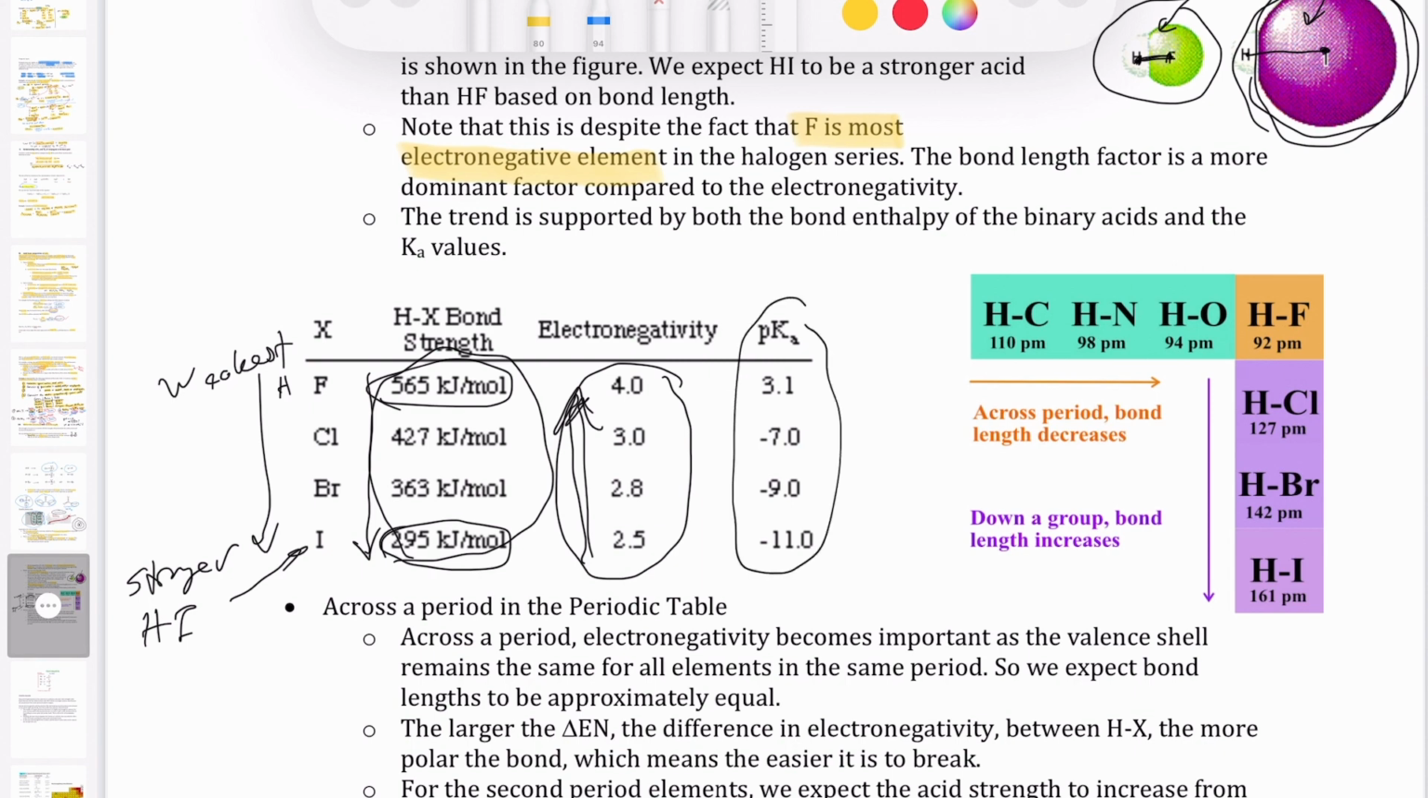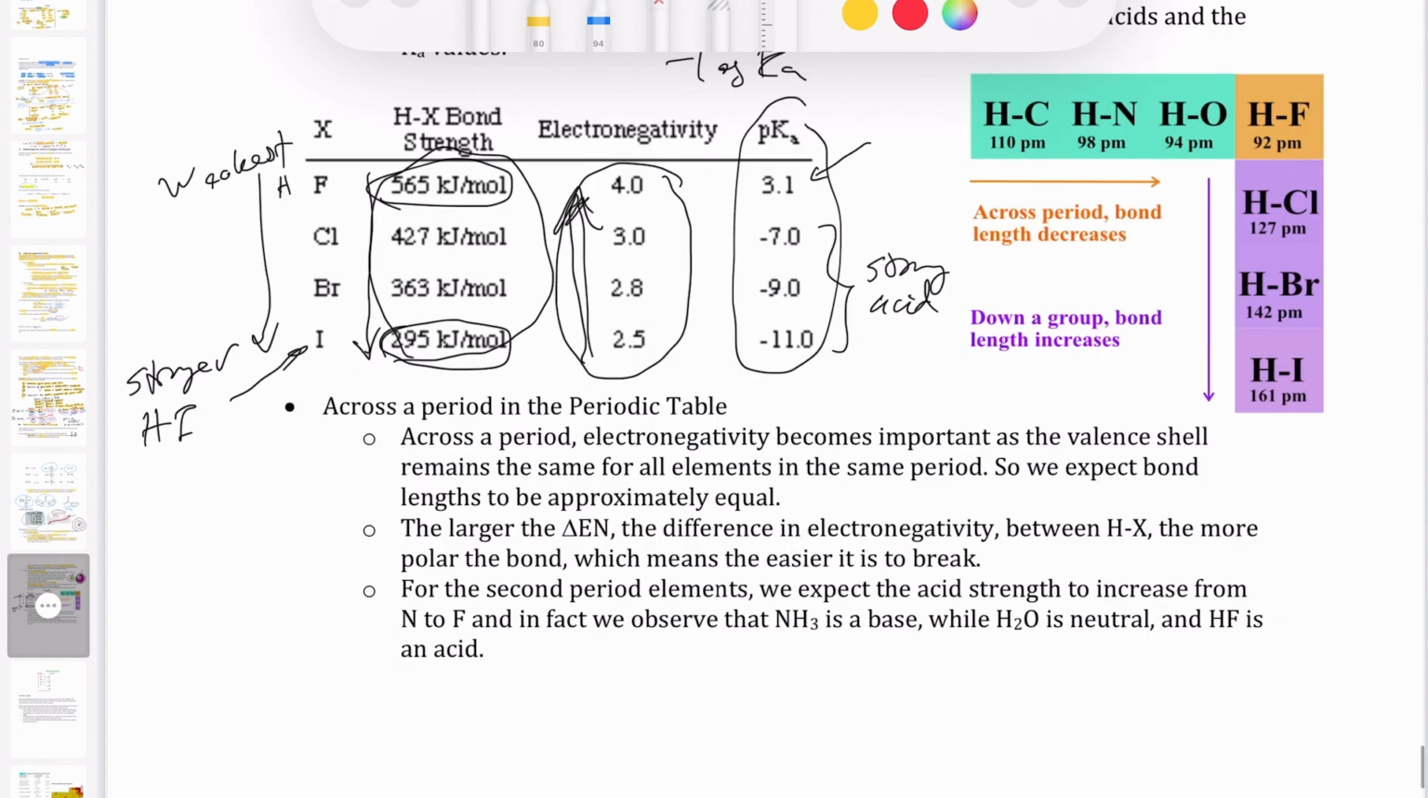So remember that pKa is just negative log of Ka. So if you get a positive number, that means your Ka is less than 1. If you get a negative number, that means the Ka is actually bigger than 1. So these are really strong acids when their pKa is negative, and then it's a weaker acid when the pKa is positive.